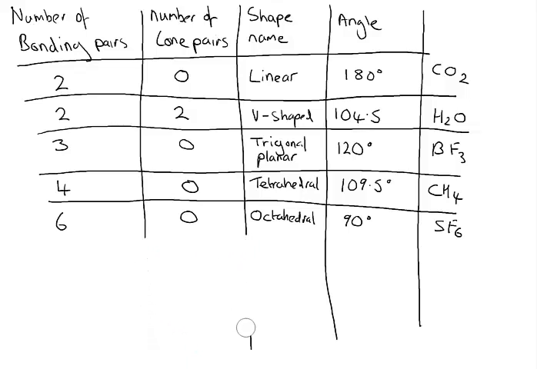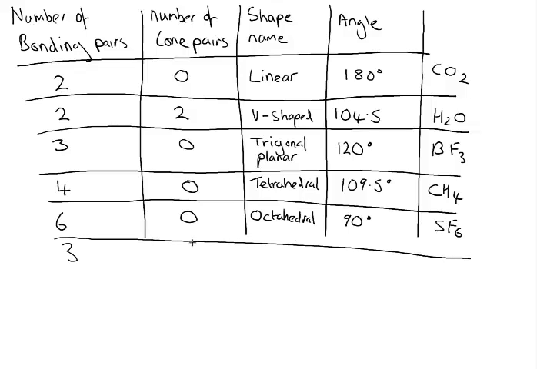a molecule like, there's one more I've got to do. You can have three bonding pairs and one lone pair, and that is pyramidal, and that is 107, and that is ammonia.